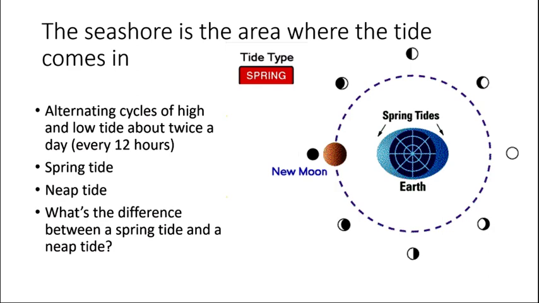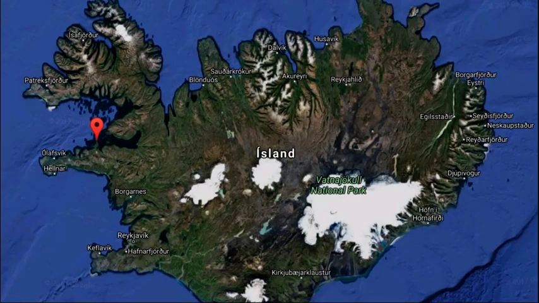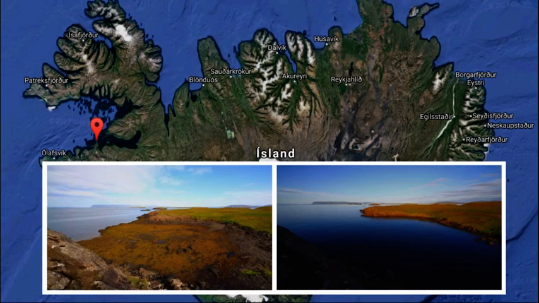Differences in tide magnitude can be different between locations. For example, in the west of Iceland, which you can see located here with the red balloon, the difference can be around 4 meters. So the tide level and strength can vary significantly between locations.